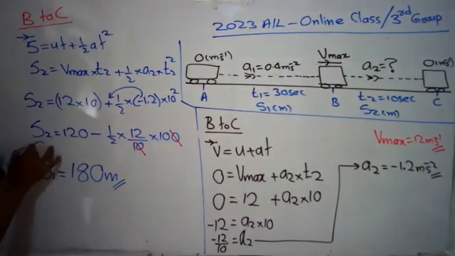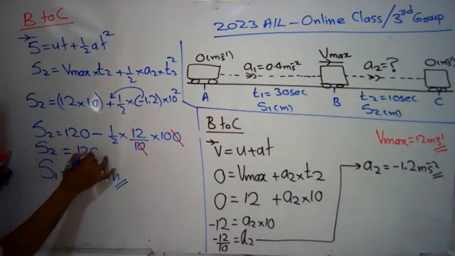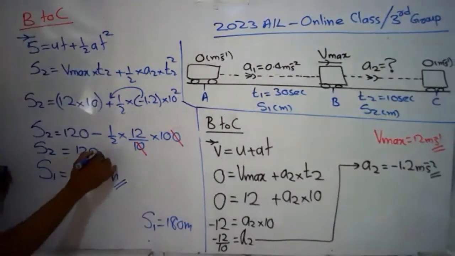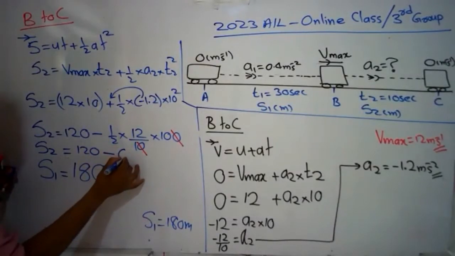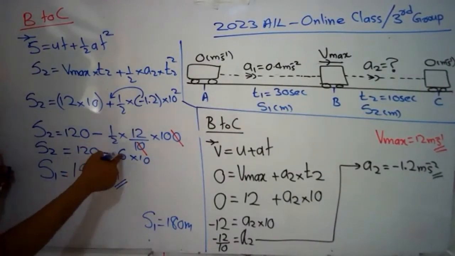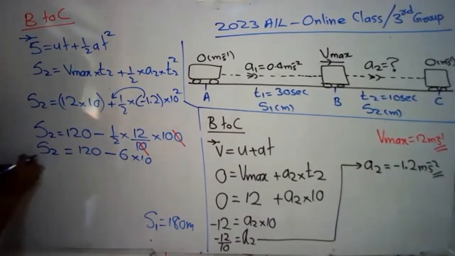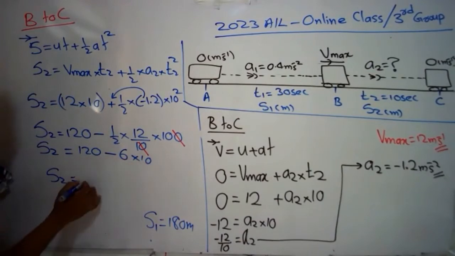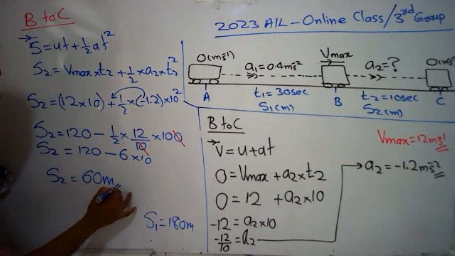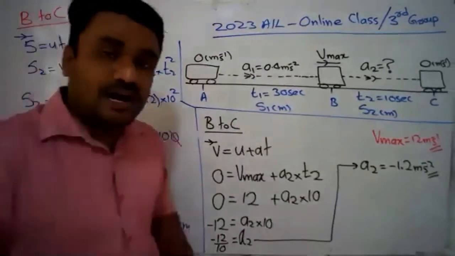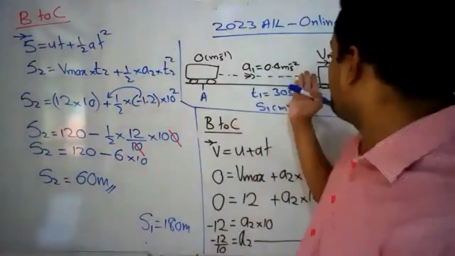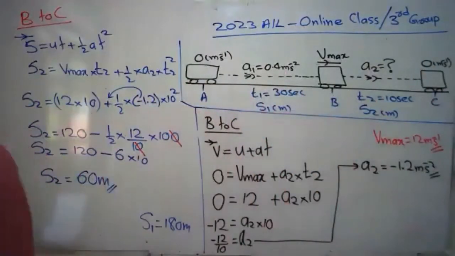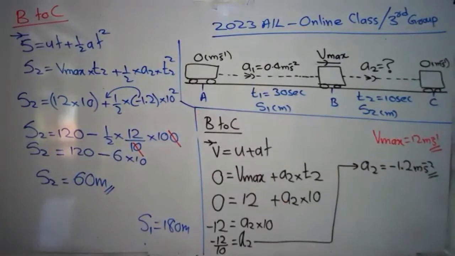Then I'll get S2 equals 120 minus 12 divided by 2 is 6, into 10. So then S2 equals 120 minus 60. 6 into 10 is 60. That is 60 meters. 120 minus 60 is 60. So we have found S1, S2 found, Vmax found, A2 also found. Please complete everything. Write down everything. And if you have any further doubt, please ask.